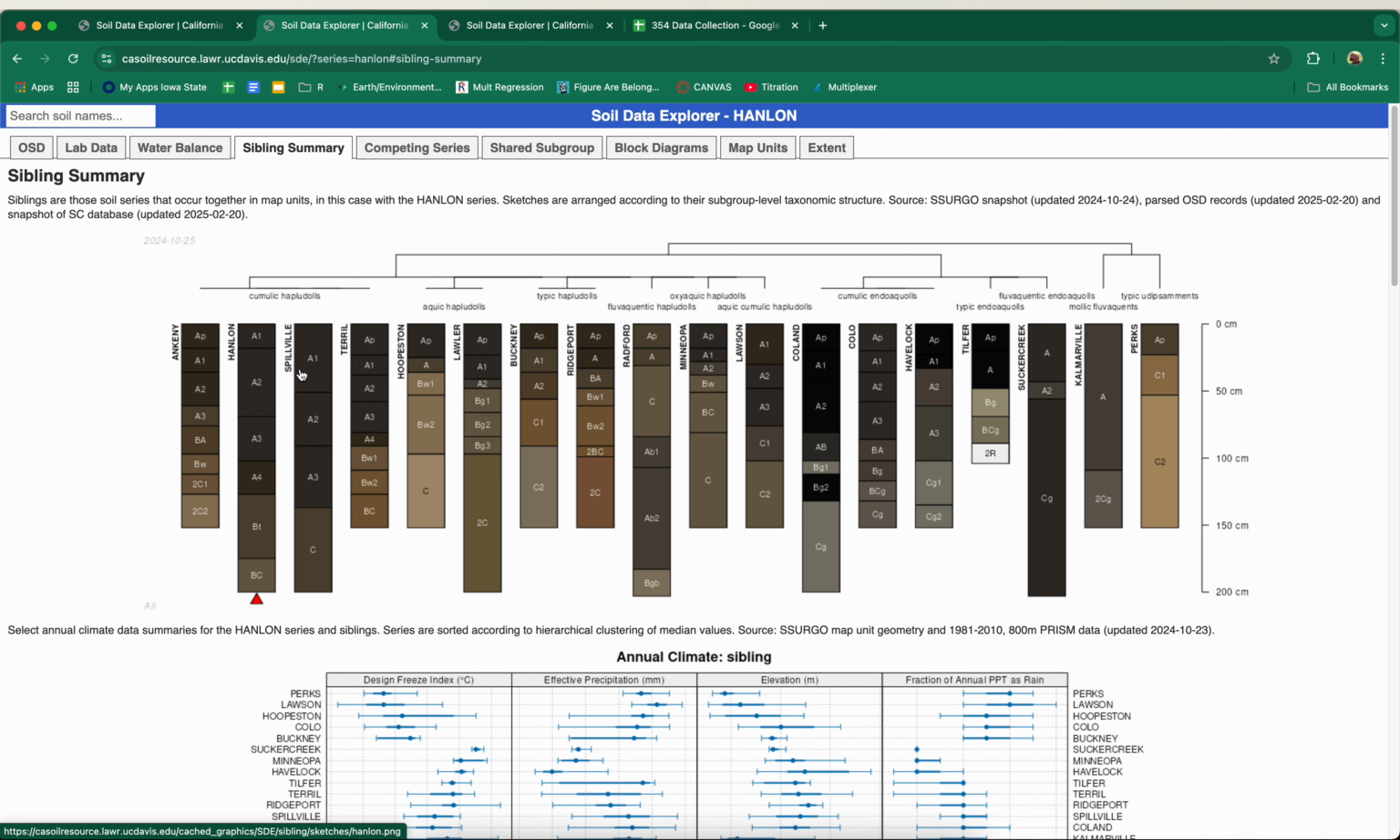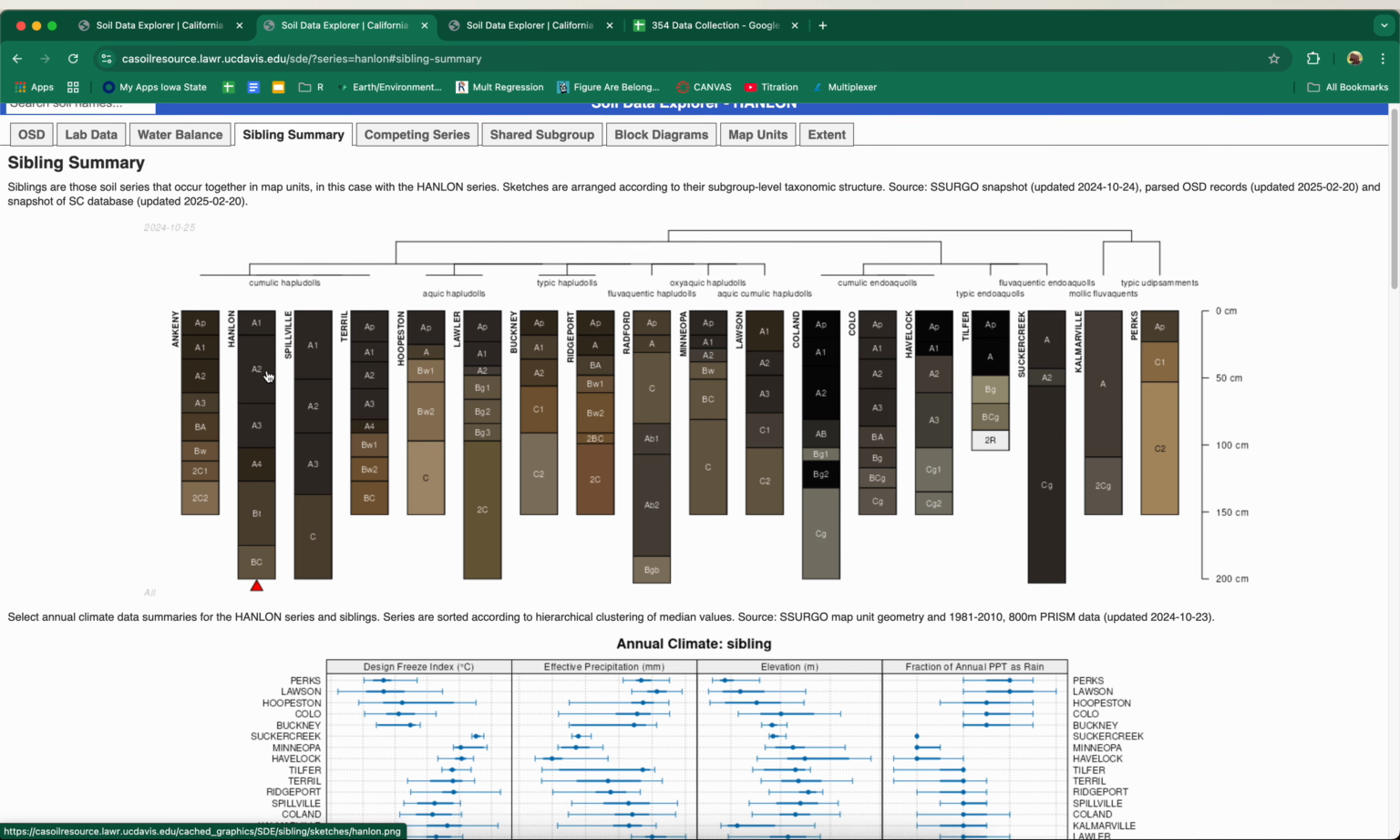I happen to have spent a lot of time thinking about Spillville because that's the soil, for those of you that visited my flume experiment, that we've got stacked into that flume there. So it's an immediate sibling, pretty similar. Both have an A1 horizon, A2, just some difference in thickness. They're both cumulic haplaquolls, excuse me. So they're some kind of wet adjacent soils, pretty productive.